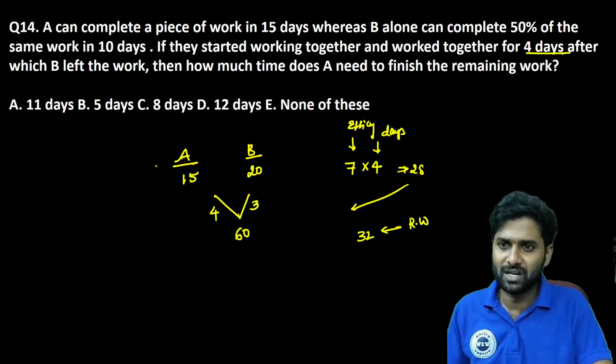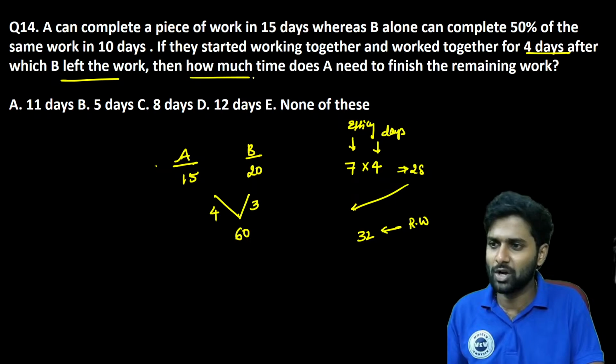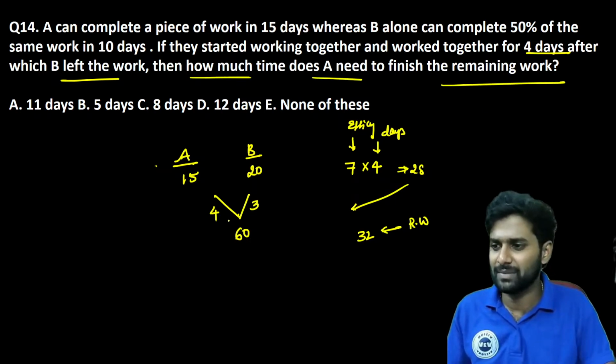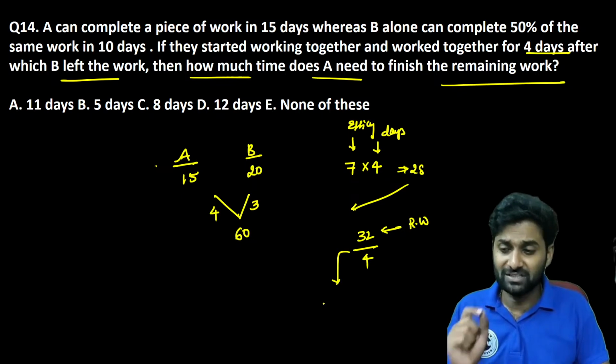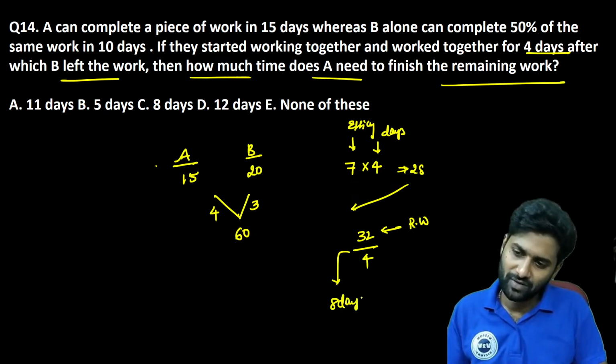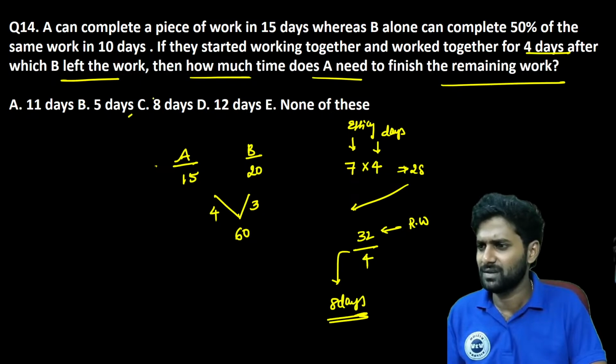Now they clearly mentioned that after 4 days, B left the work, then how much time does A need to finish the remaining work? And you know that per day A completes 4 units, for 32 units, how much time does A take? Simple one, it's 8 days. It's a very basic question.